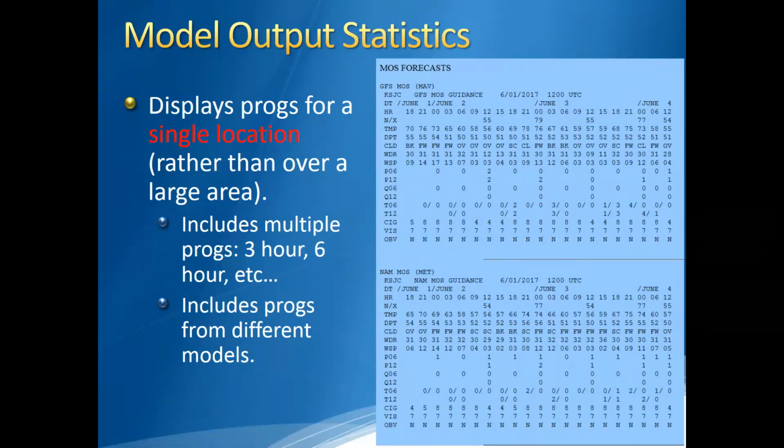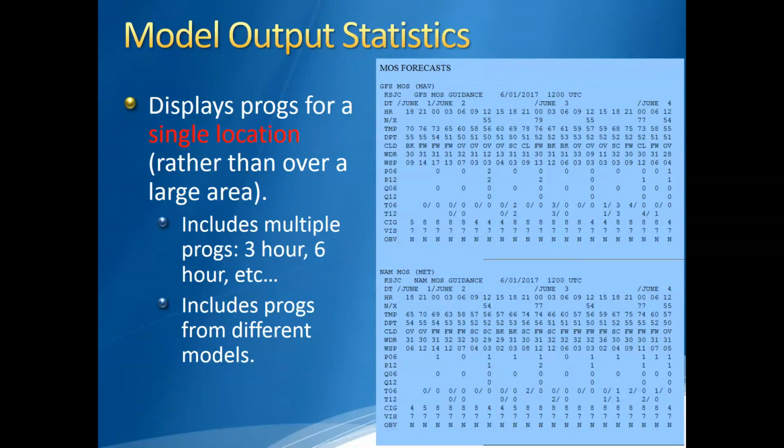And you can compare model output from one model, the GFS, to another model, the NAM. And so this is a very useful tool that meteorologists have when they make forecasts at a given location. They can compare NAM to GFS results, they can look at other different models, and get a pretty good idea of what the weather is going to do.